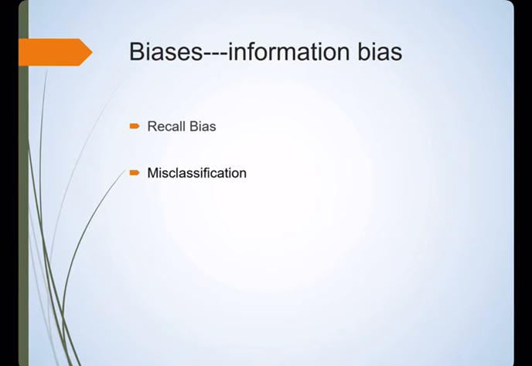There are two types of information bias, recall bias and misclassification. Recall bias relates to the difference in the ways that exposure information is remembered or reported by the cases who have experienced an adverse health outcome, and by controls who have not.